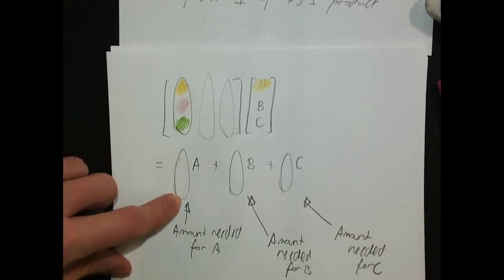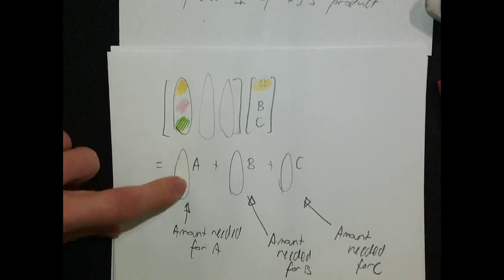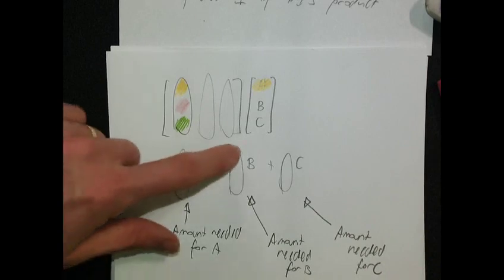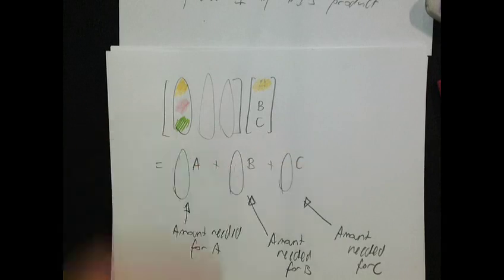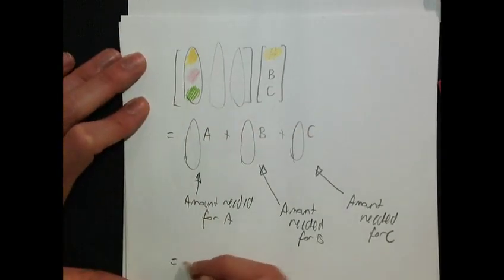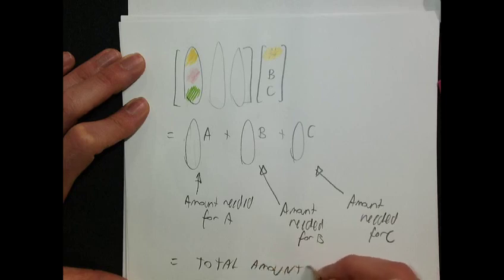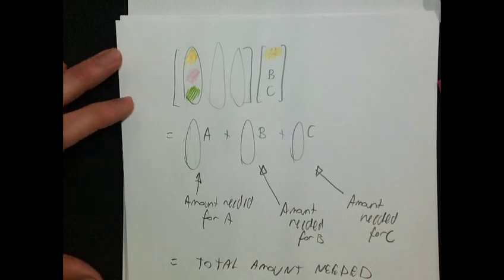So this is a vector, right? So it lists the amount of each of the products that I need to make A, the amount of each of the products I need to make B, the amount of each of the products I need to make C, and this will be the total amount needed to make ABC.